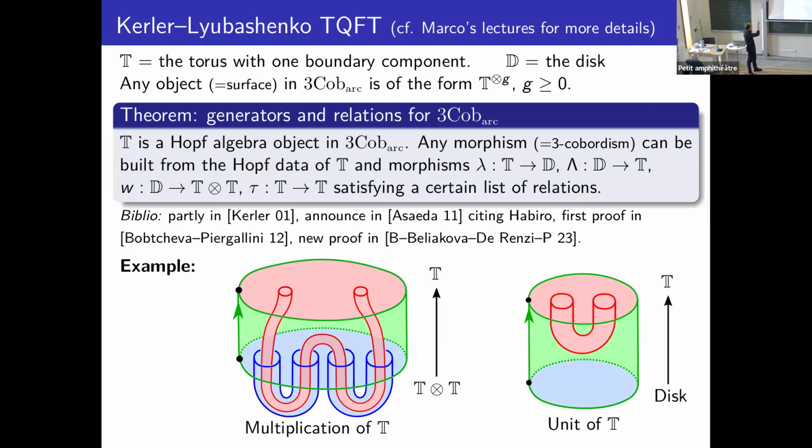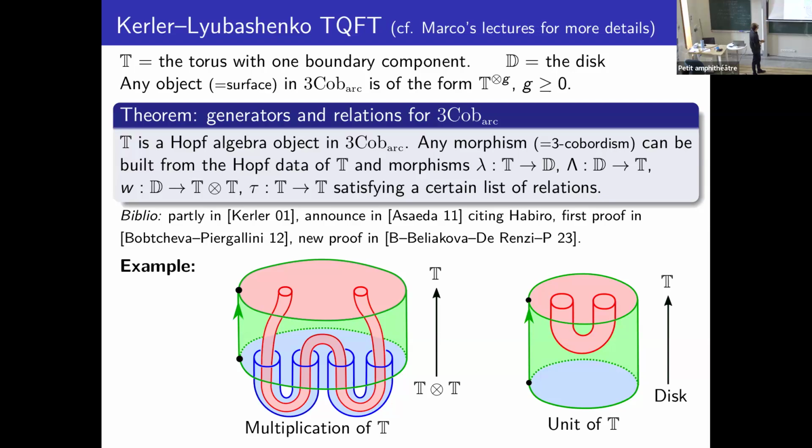Okay, the generating object is just the torus, because if you remember, objects in our category are just surfaces with one boundary component. But this is just genus, right? So the genus G surface is isomorphic to G copies of the torus. So this is your generating object, and you have generating morphisms, which come from the fact that T actually is an algebra object in this category of cobordisms.